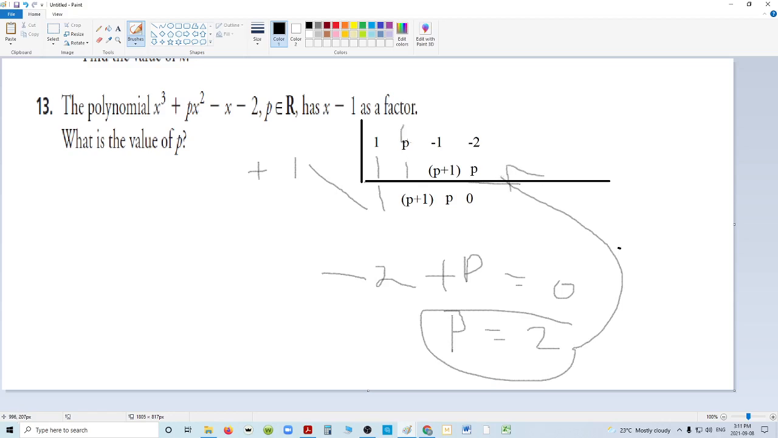You can then go back and replace p with 2 and see if it works out. 2 plus 1 is 3. 3 times 1 is 3. Minus 1 plus 3 is 2. 2 times 1 is 2. So indeed, p is 2. So interestingly, you can leave it in as an algebraic term, and it'll still solve it in the end because you know the end result has to be 0.